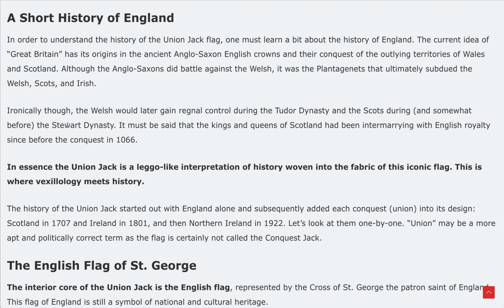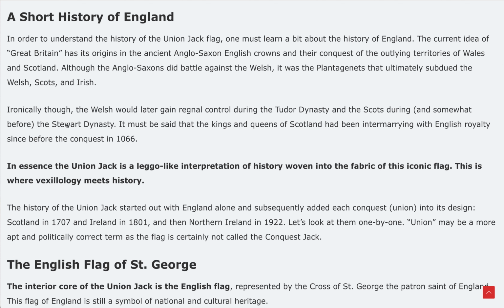And in order to understand the history of our Union Jack flag, one must learn a bit about the history of England. There's no going around that, okay? Maybe you didn't want a history lesson coming to here, but we'll keep it brief, okay? The current idea of Great Britain has its origins in the ancient Anglo-Saxon English crowns and their conquests of the outlying territories of Wales and Scotland. And we're talking medieval times here, right?